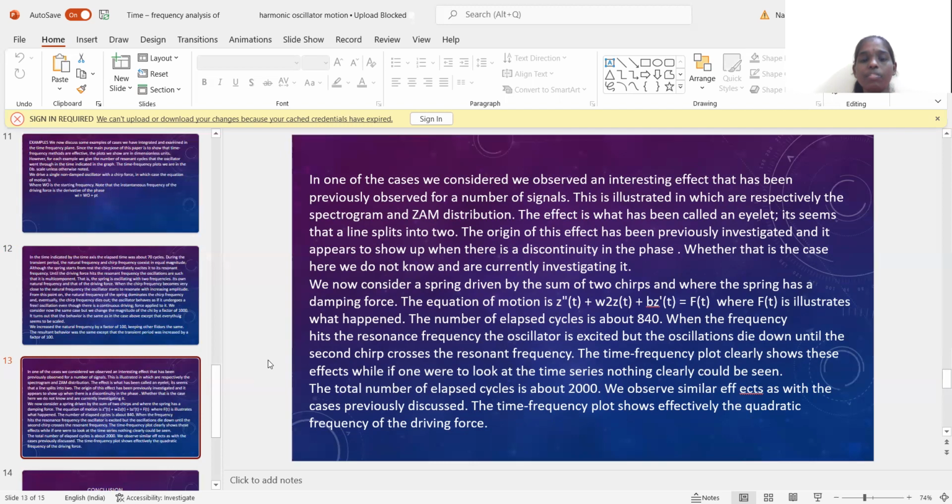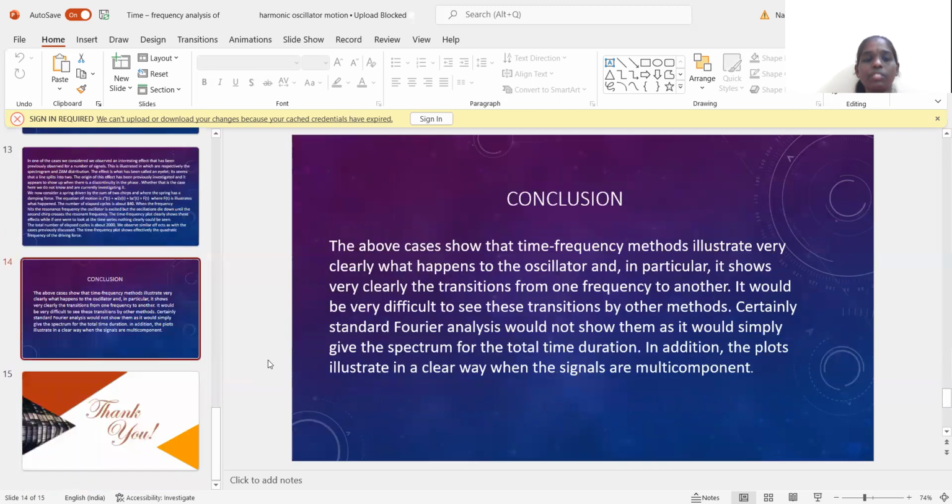The total number of elapsed cycles is about 2000. We observed similar effects as with the cases previously discussed. The time frequency plot shows effectively the quadratic frequency of the driving force.